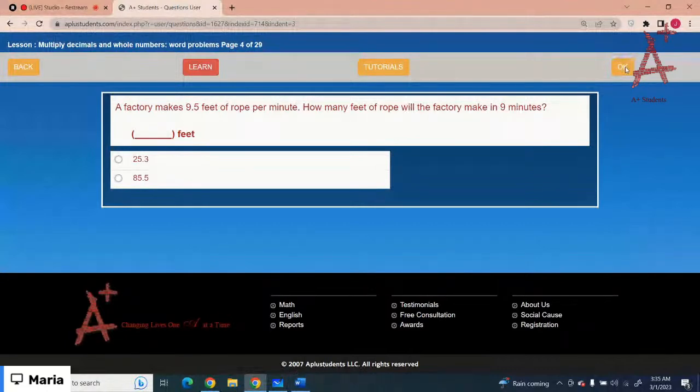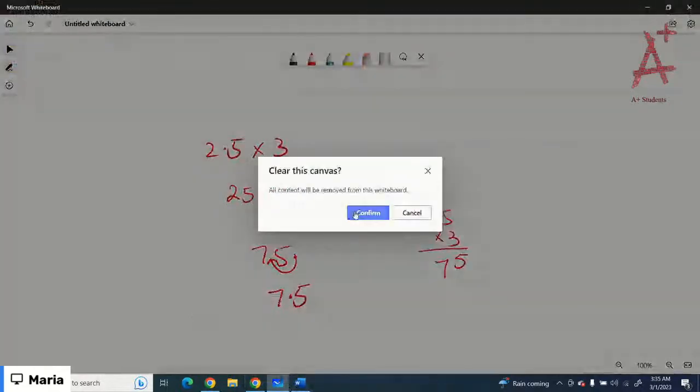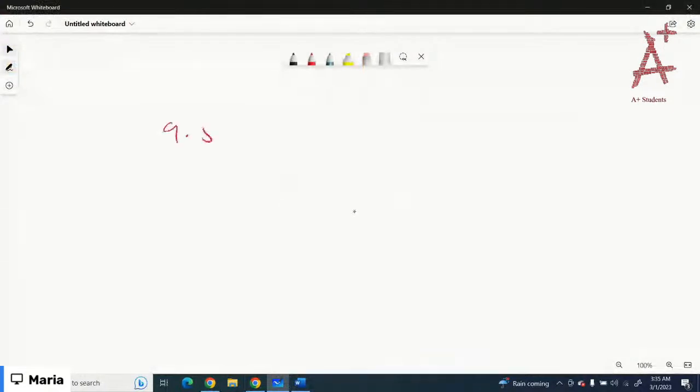A factory makes 9.5 feet of rope per minute. How many feet of rope will the factory make in 9 minutes? So you have to do 9.5 times 9. Just multiply without decimal, so it would be 95 times 9.